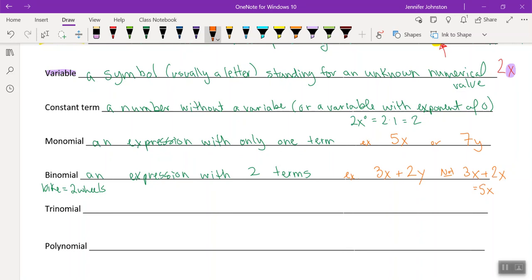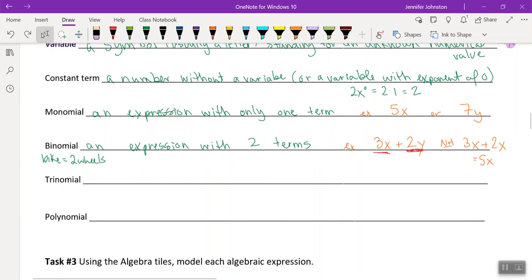And we're going to see more of this too. But these ones can't go together. 3x and 2y would be like 3 apples and 2 oranges. They don't mix. That means they are two separate terms. We can see that there's one term here and one term here. So they're separated. Here we have two terms, but those can be combined to give us one term. So this would actually be a monomial, or this is a binomial.